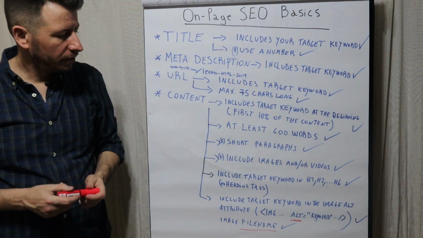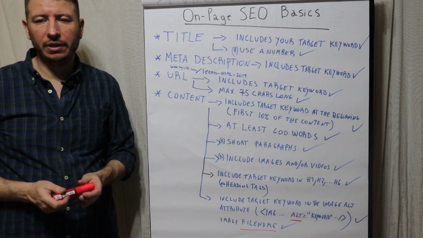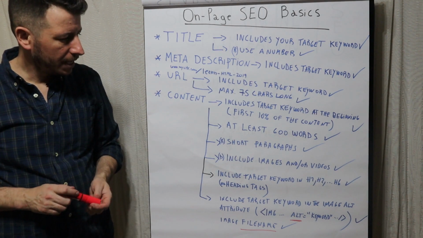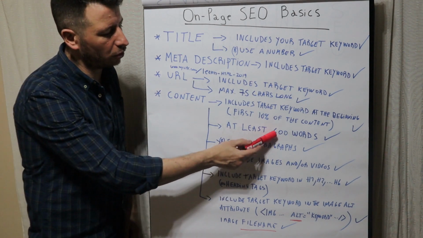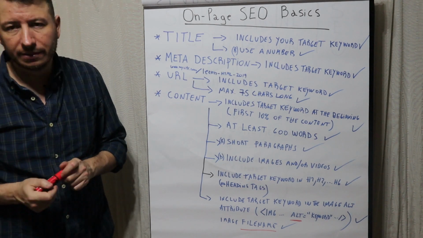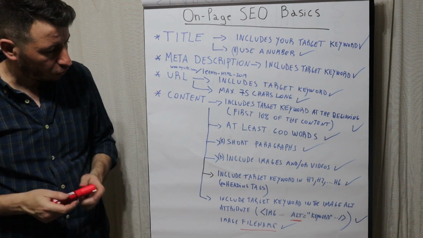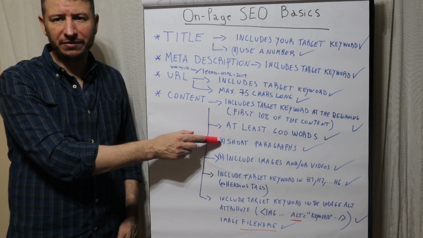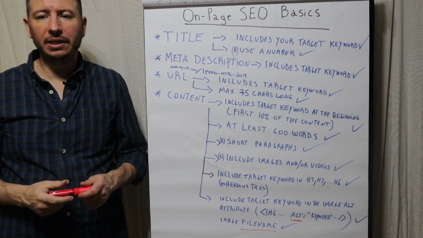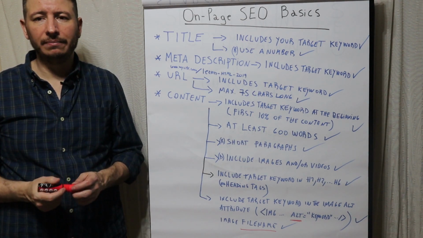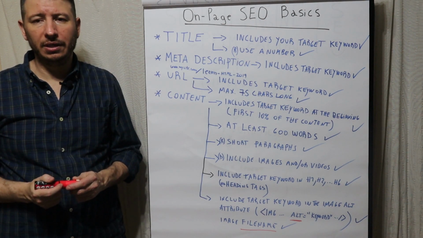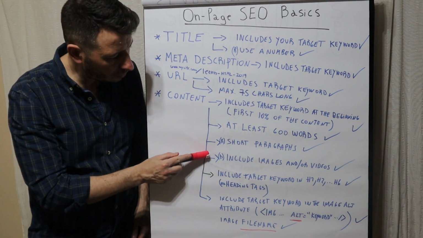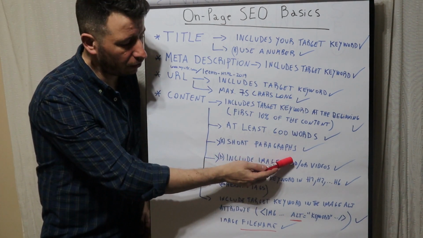Okay, let's talk about the content of the web page or the post. So it needs to include the target keyword at the beginning of the content and in the first paragraph, ideally. It needs to be 600 words long. That's the recommendation. Also, it needs to be ideally written using short paragraphs. That is going to improve the readability, reduce the bounce rate, and that's going to be better for the search engine rankings.